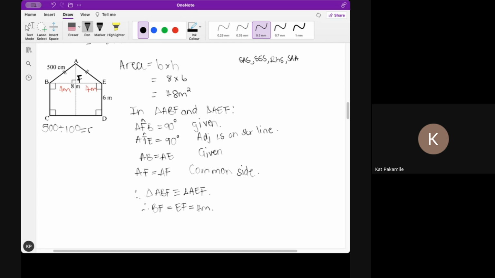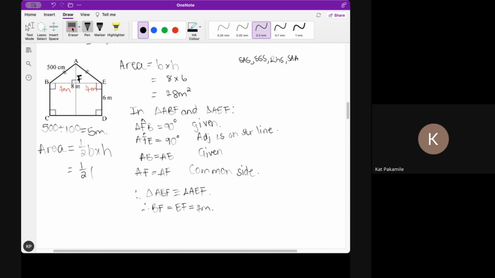And this will give me 5 meters. Isn't that wonderful? So let's figure out the area of this triangle. Area is half the base times the perpendicular height. Our base is how much? Our base for this triangle is how much?